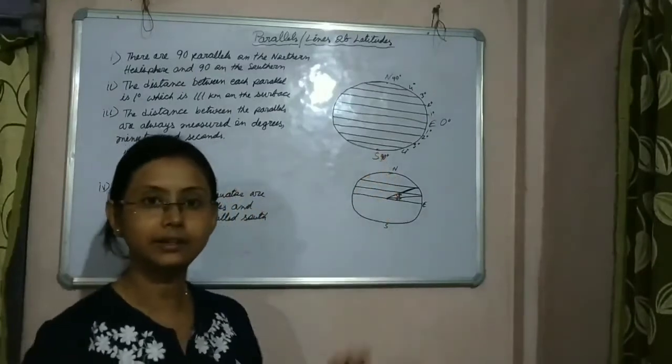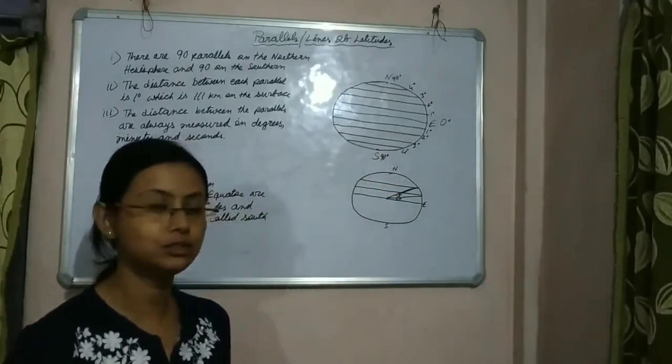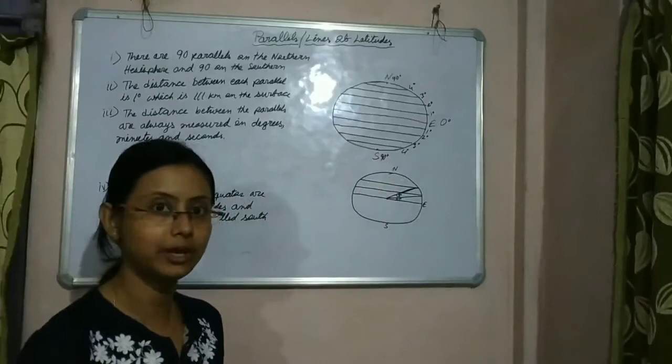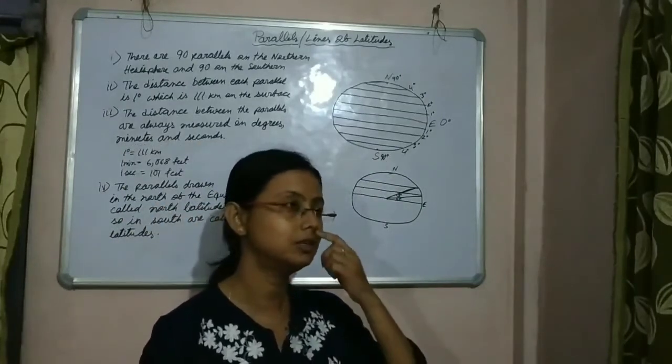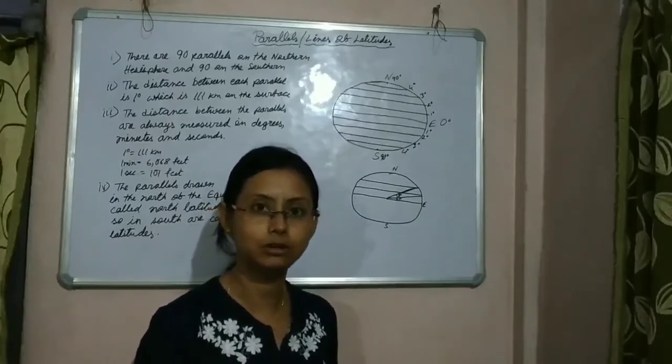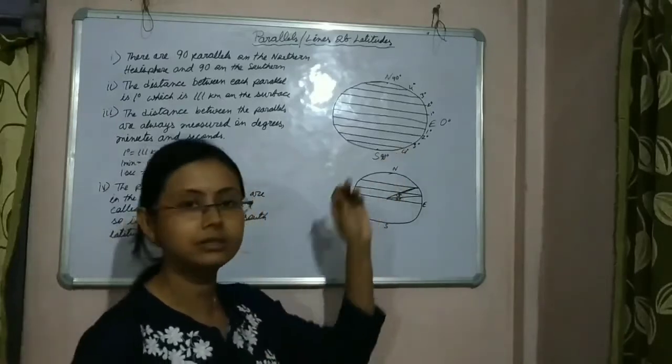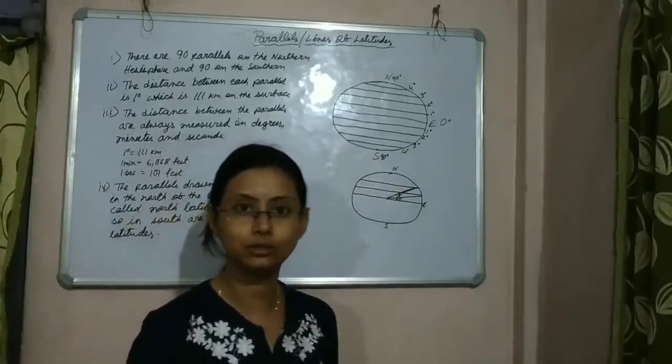The equator is the starting parallel, or 0-degree latitude, as we measure the distance of any place on the earth from the equator. That is why that distance is called latitude. So the equator is the starting point, and that is why it is the 0-degree latitude.